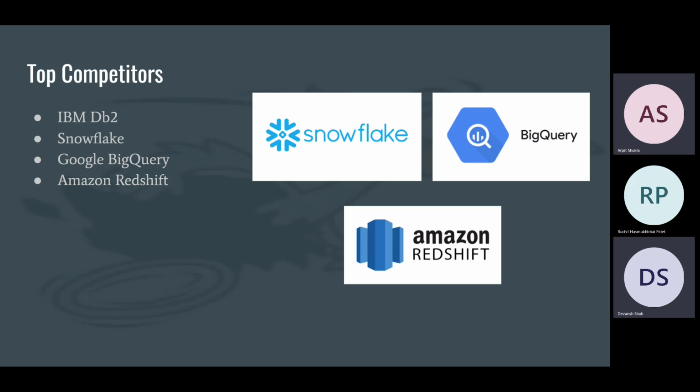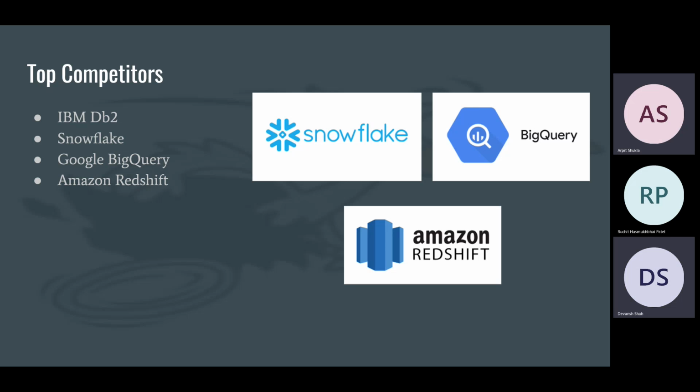Now, if I talk about the top competitors of Tajo, the first name that comes up is IBM DB2, which is a very well-known and very well-established competitor from IBM. There is another competitor called Snowflake, which is also gaining some momentum and some market share in the market right now.